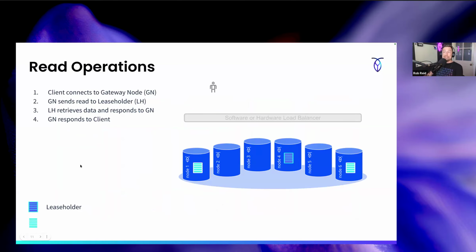When it comes to reading data, this is what it might look like. We've got our little client up here. This is the leaseholder, as indicated by this key, and these are the other replicas or the follower replicas. So they'll make a request via a load balancer. That could be hardware or software. The load balancer sits outside of Cockroach, so that's something that you would manage, say, as a Kubernetes load balancer or F5 load balancer if you want to manage it with hardware.